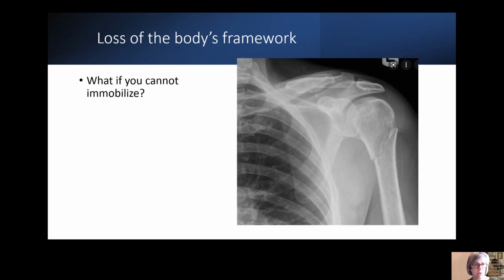What if you can't immobilize? There are some bone fractures that cannot be. Here's an example. This is a proximal humerus fracture. I had one of these. It's so high up on the arm that there's nothing to cast, nothing to hold on to.